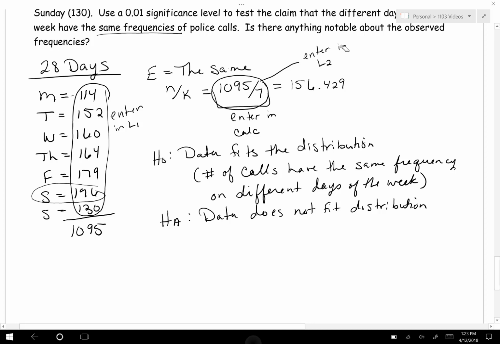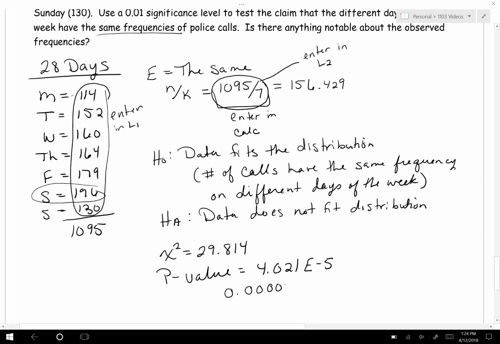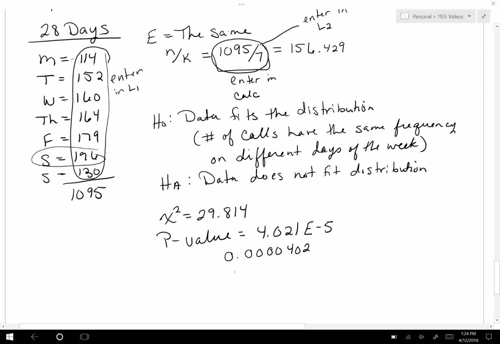Okay, so if you entered those values into your calculator and ran the chi-squared goodness of fit test, then what you should get for your chi-squared statistic is 29.814. The p-value should be 4.021, and then at the end there would be an e negative 5. So that really is 0.0000402. So this is basically 0.